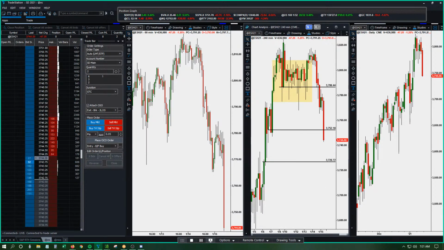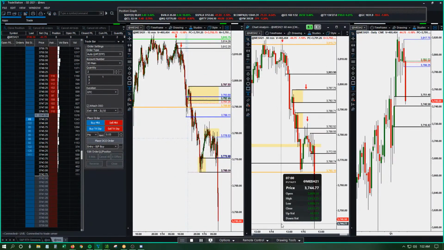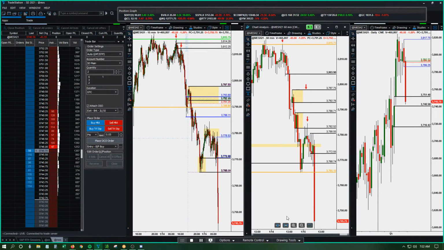Oh, is it? Pulling back into that range, 44, 45. Twitter, Twitter, Twitter. Okay. This thing is going to try and bounce again.